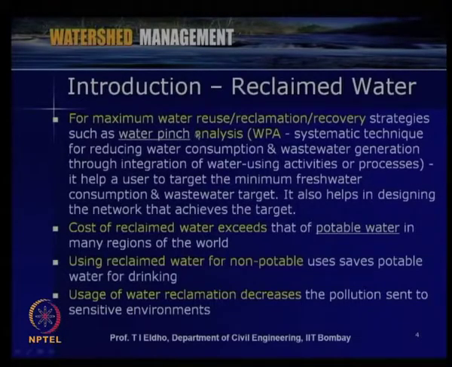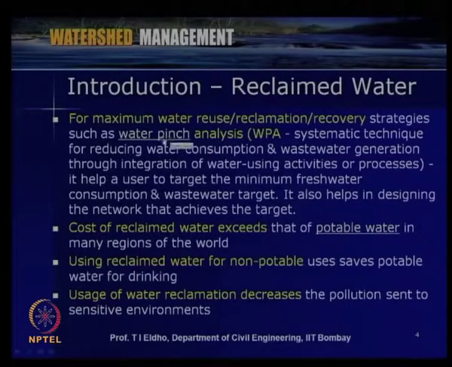So, this water pinch analysis is a scientific method so that we can identify how much water is to be reclaimed or how much water is coming as wastewater, and then how we can go for a systematic technique of reducing the water consumption and the wastewater generation.